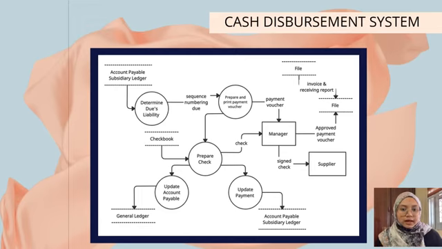From the checkbook, they can prepare a check and then update the account payable in the general ledger file, and then update the payment in the account payable subsidiary ledger. The check also will be sent to the manager. The manager will sign the check and then give it to the supplier. The manager also will approve the payment voucher and file it with the invoice and receiving report file.